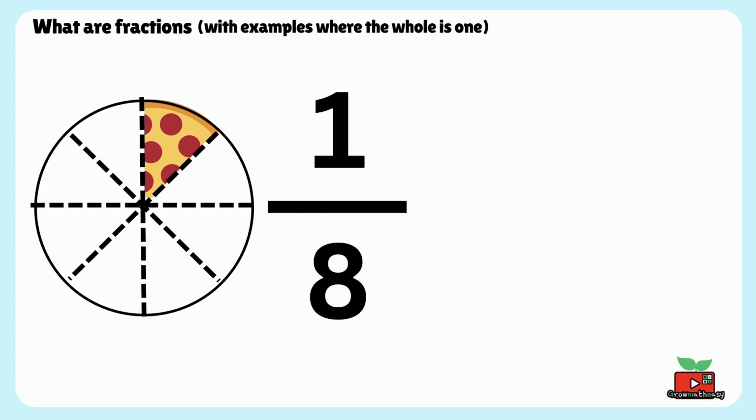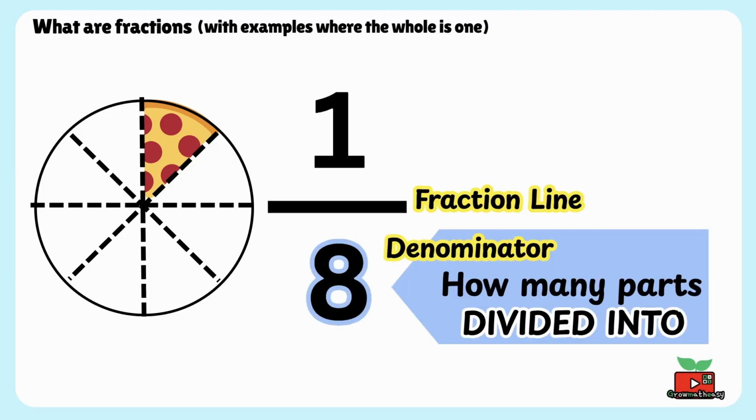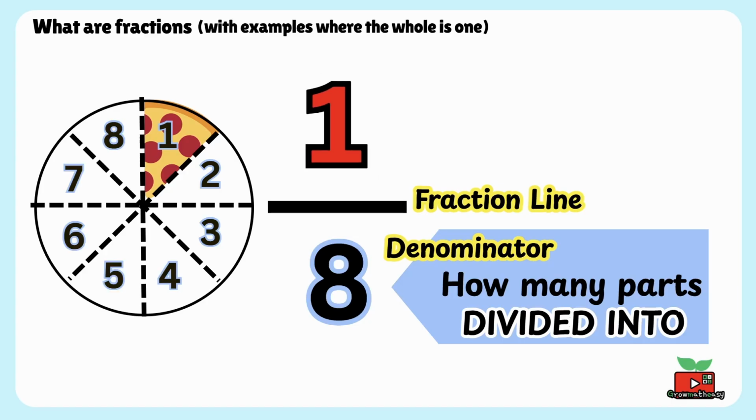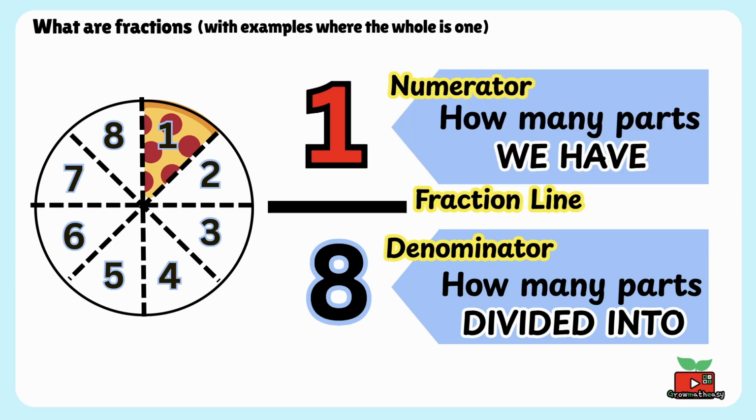Here we have 1/8. A fraction has three important parts. First, the fraction line separates the numbers. The bottom number is the denominator. It tells us how many equal parts the whole is divided into. Here the whole is divided into 8 equal parts. Then the top number is the numerator. It tells us how many of those parts we have. Here we have one part. So this fraction is called 1/8.